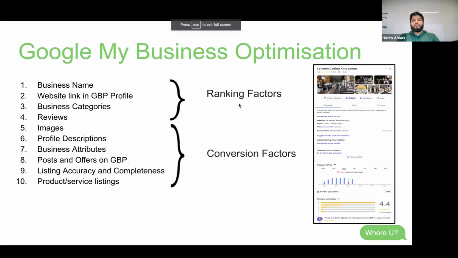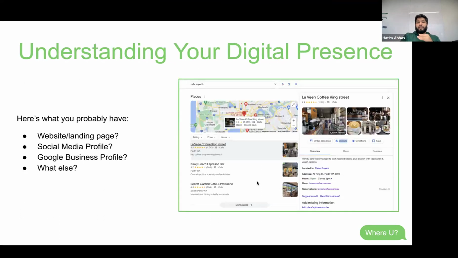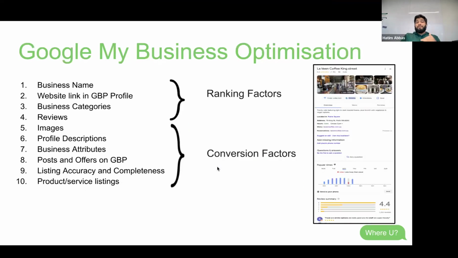Next up, Google My Business, or the newer name for it, Google Business Profiles. They can be divided into two factors: ranking factors and conversion factors. Ranking factors basically means all the things that will help you appear in that knowledge pack that we're talking about. So you see this knowledge pack right here, and these are all the things that actually help you rank. Not everything will help you rank. Some things are just conversion factors.